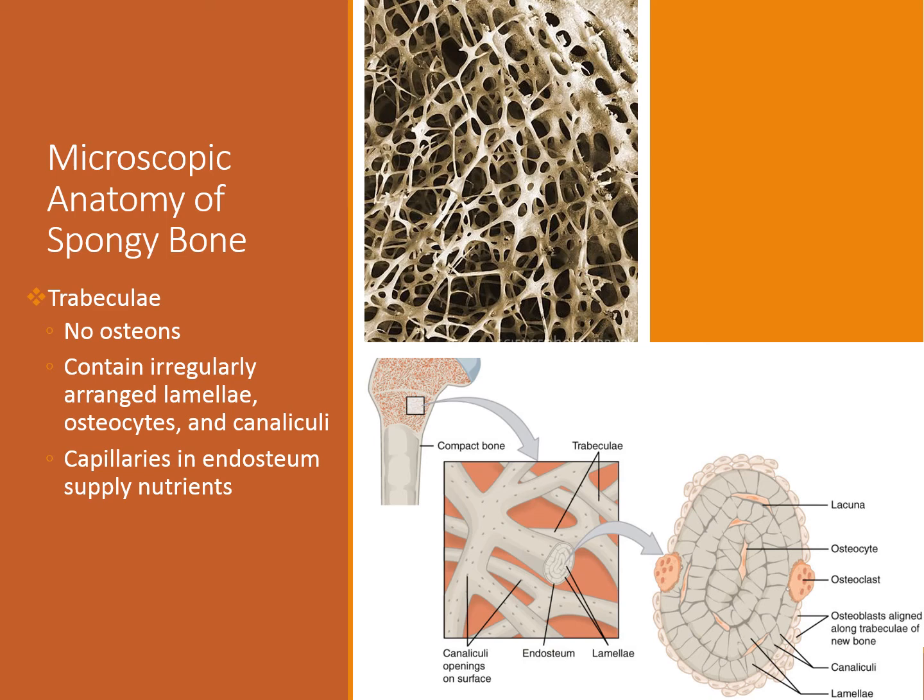The trabeculae of spongy bone, depicted here, do not contain osteons. Instead, they have irregularly arranged lamellae with osteocytes and canaliculi, which you can see here. Blood flow, and thus nutrients, come from capillaries, tiny hair-like blood vessels located in the endosteum.